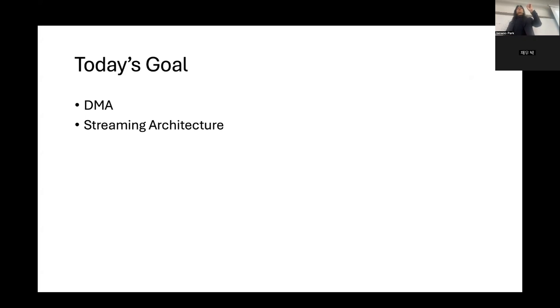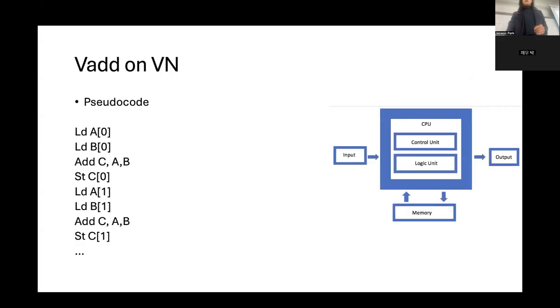But in normal von Neumann architectures, that is unlikely to happen. Let's say on a CPU, you want to do the vector add example. What you do is that you have some sort of assembly code. You load A, load B, add, store, and you do this forever until it ends.